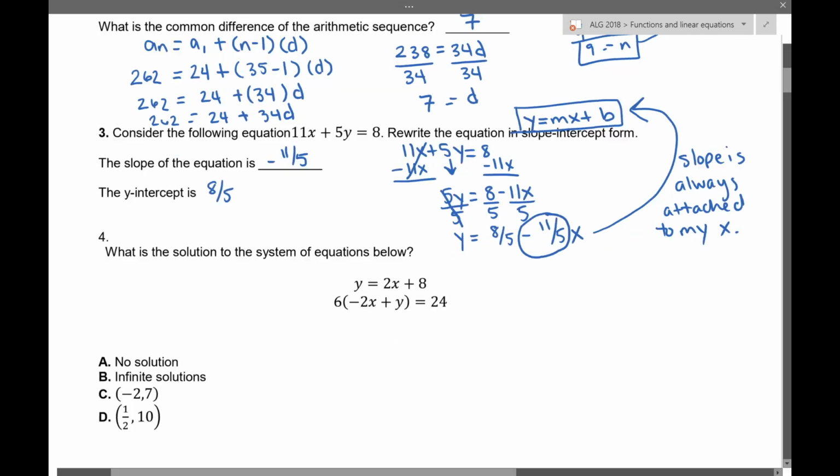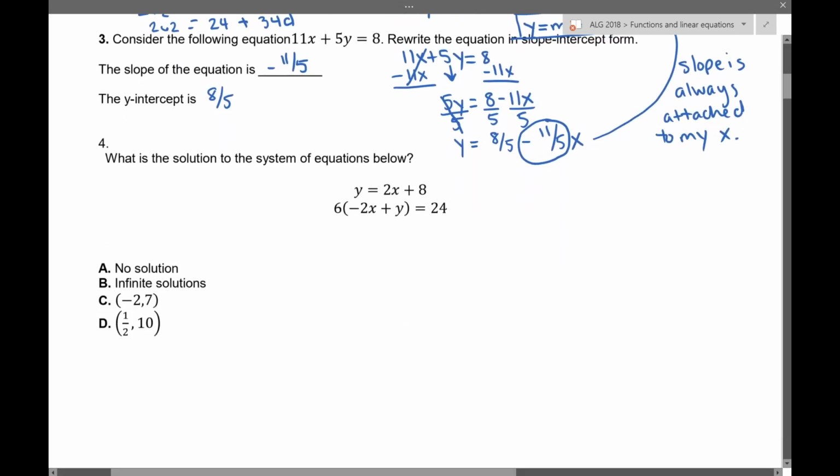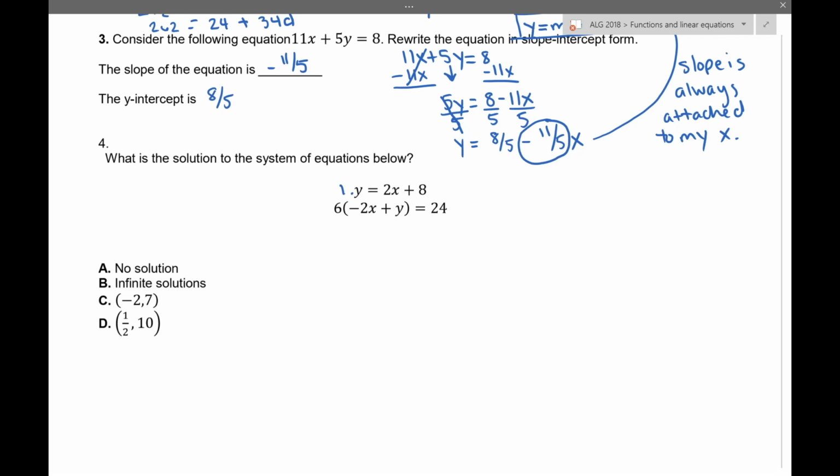Okay, let's move on. So, what is the solution to the systems of equation below? Alright, so first off, let's get both of these in slope-intercept form. The first one is already in slope-intercept form. The second one is not. So let's get the second one in slope-intercept form.